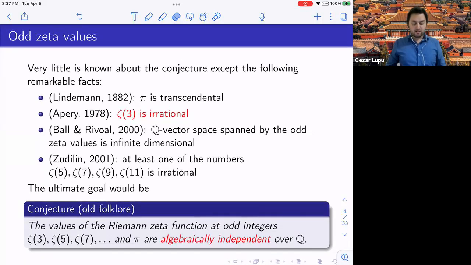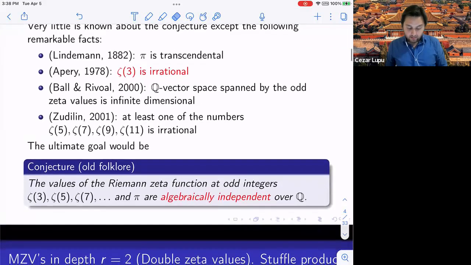And also another significant result was by Zudilin in 2001, who proved that at least one of these numbers, zeta of 5, zeta of 7, zeta of 9, and zeta of 11, is irrational. So just like I said earlier, the ultimate goal will be to prove this old folklore conjecture that the odd zeta values and pi are algebraically independent over Q. So in other words, we would like to understand polynomial relations among these values.